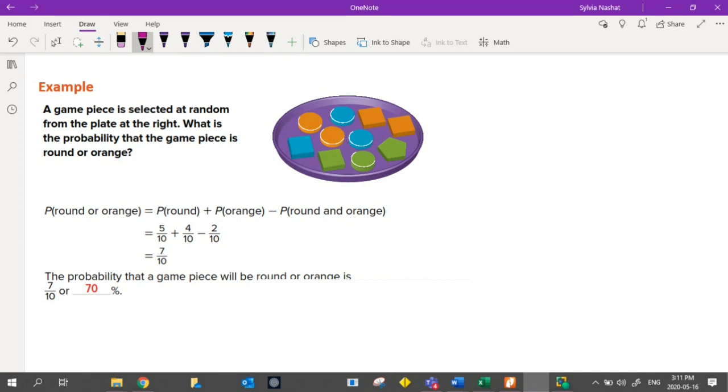So we're going to use the second rule, which is probability of round plus probability of orange minus probability of round and orange at the same time. We count how many round pieces and how many orange pieces there are, minus the probability of round and orange at the same time, which is only 2. So the answer would be 7/10, that is 70%.